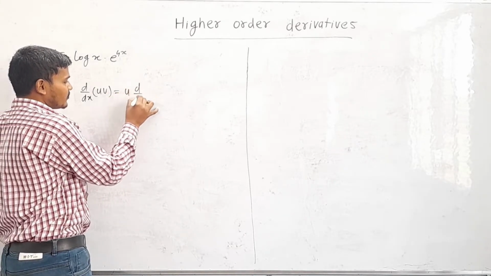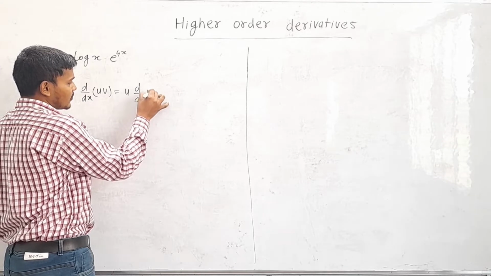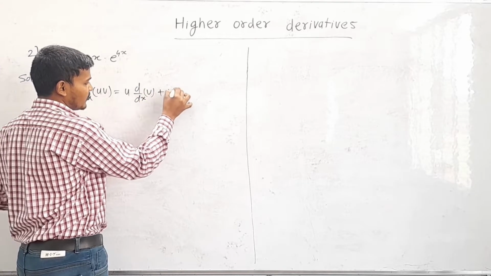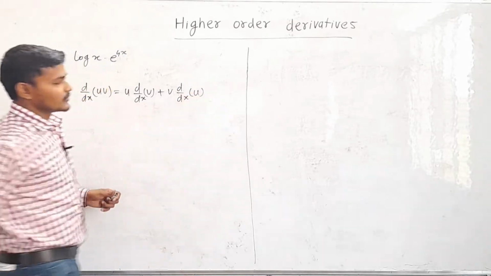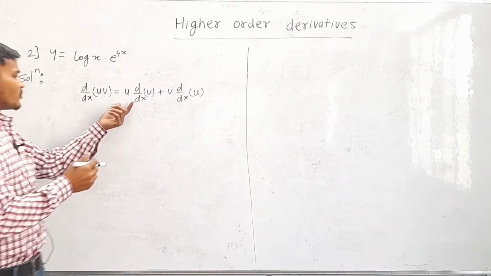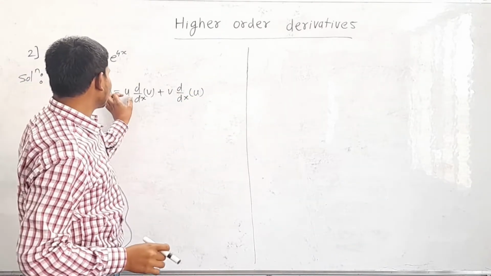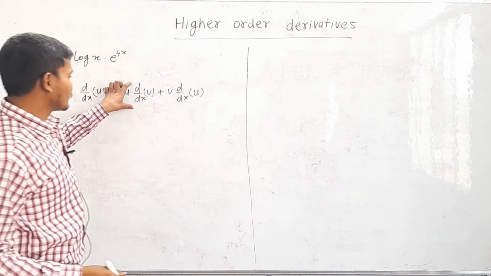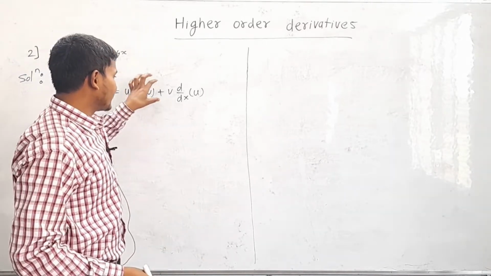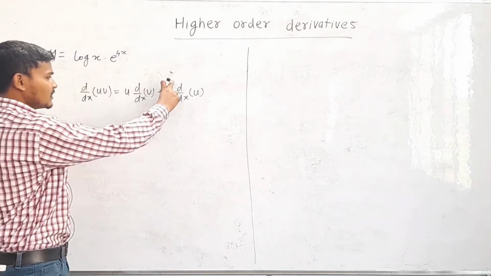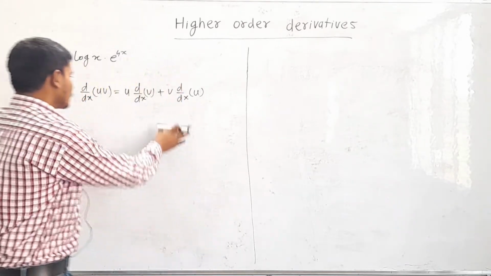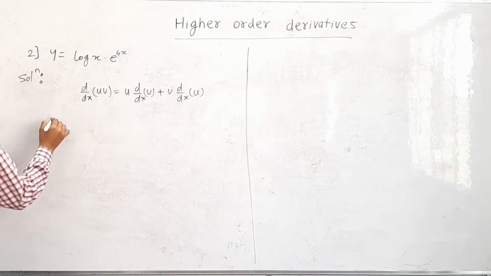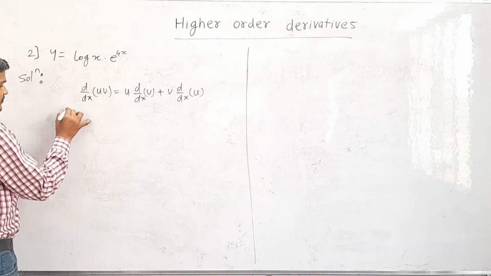It is u times the derivative of v plus v times the derivative of u. That means we keep the first term as it is and differentiate the second term, and then plus the second term as it is and the derivative of the first term. So, now differentiate with respect to x.